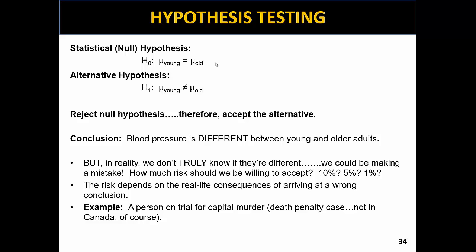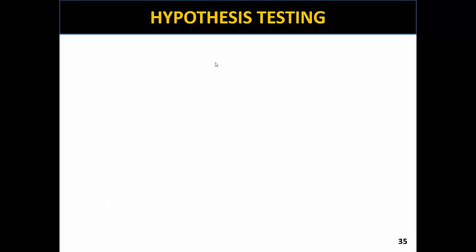But to come back to the risk of making a wrong decision, we're going to look at an example here of a person that is on trial for capital murder. In the United States and other countries, that is considered a death penalty case. However, not in Canada. Of course, Canada abolished the death penalty decades ago.